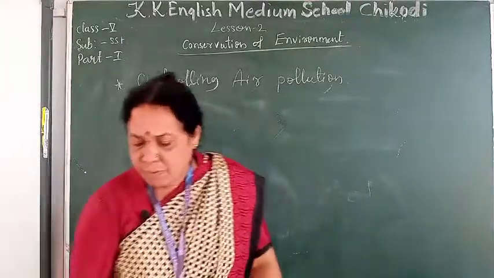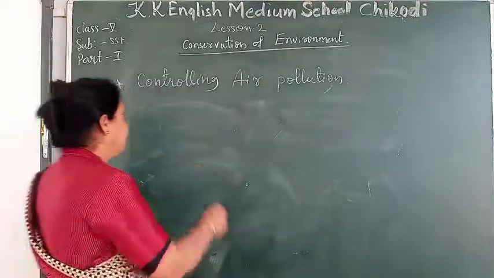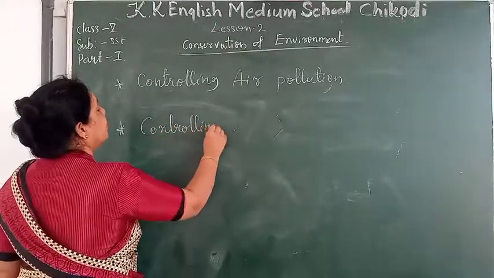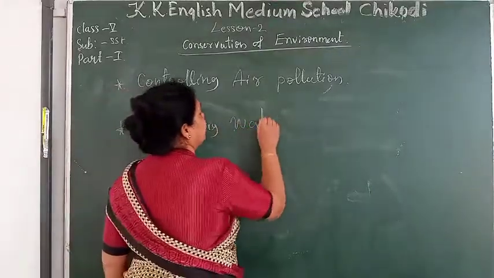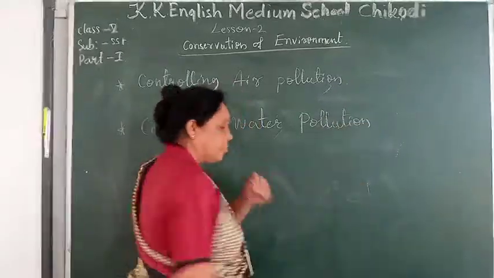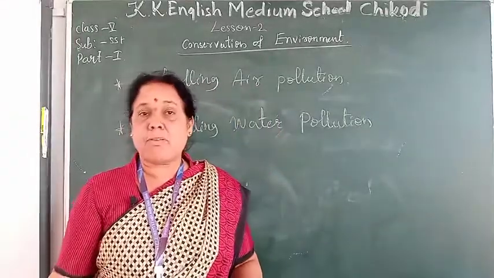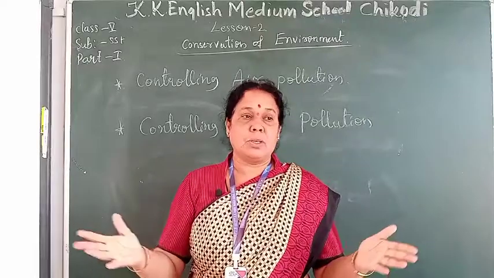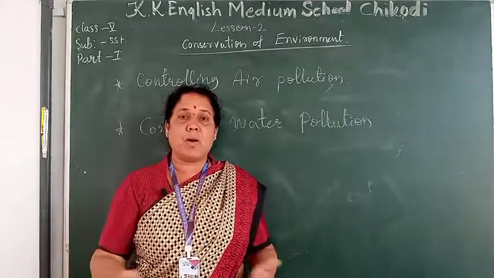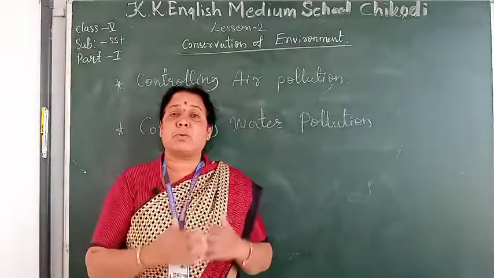Okay, dear students, after this we are going to learn how to control water pollution. Yes, do you know the meaning of water pollution? It is an act of causing harm to a water body. Means if we throw so many disposal things or wastes into the water body, the water gets polluted. So what steps should we take to control water pollution?